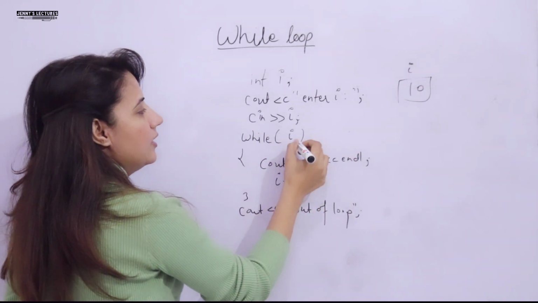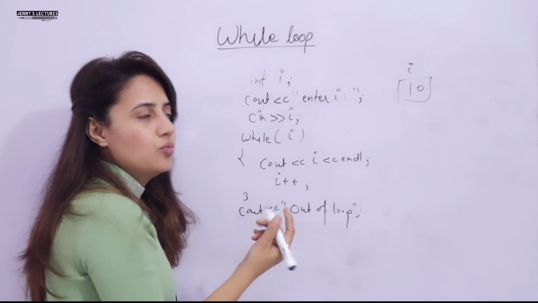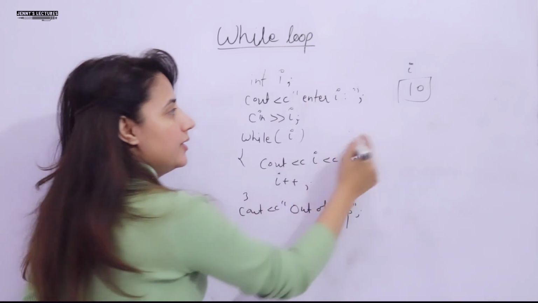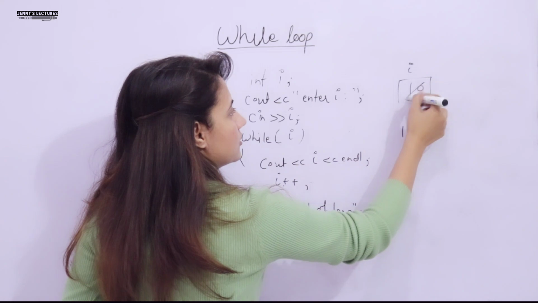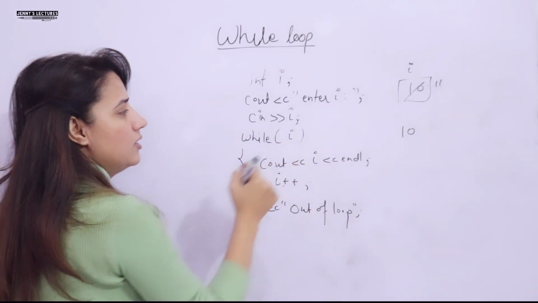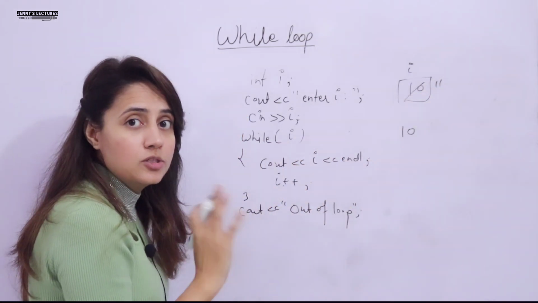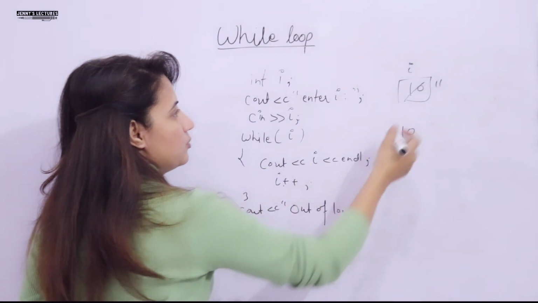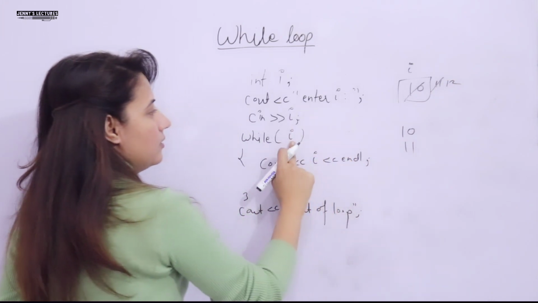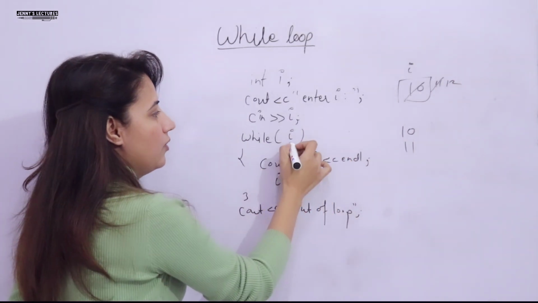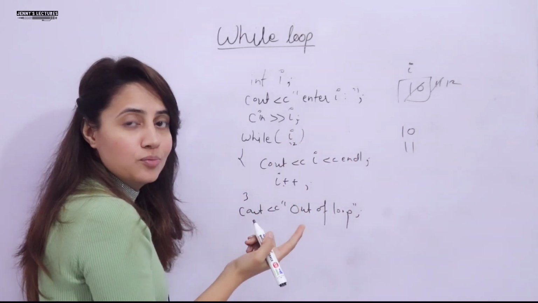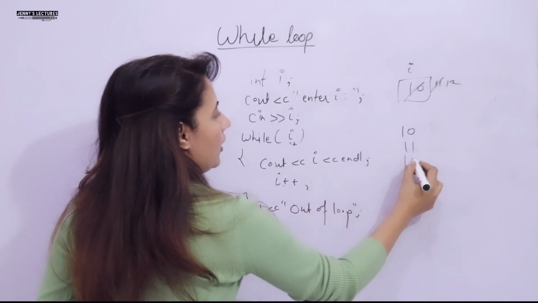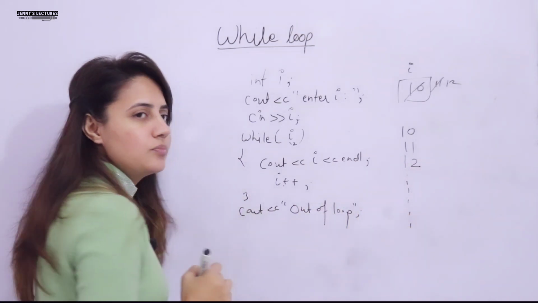While I, so while 10, I means 10, so 10 means true. Enter into the loop, 10 would be printed. Now I plus plus, this becomes 11. Again check the condition, while 11, 11 is also true because 0 is the only false. So now 11 would be printed. Then I plus plus means 12. Then the while condition, here we now have 12. That is also true, right? So now 12 would be printed, something like this.